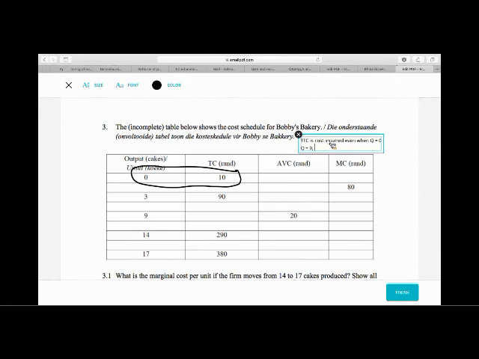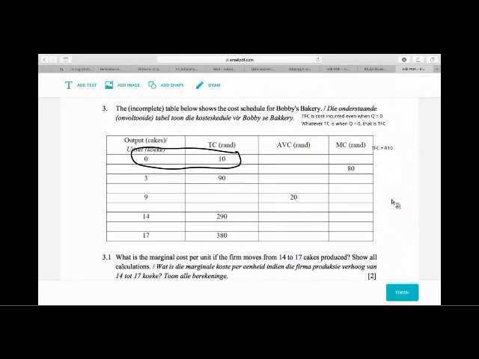So wherever quantity is equal to 0, whatever total cost is when Q equals 0, that is total fixed cost. Okay, so now we immediately know total fixed cost is 10. So that's information that you put down for yourself because that's going to help you with the rest of the question. So total fixed cost is equal to 10 Rand.